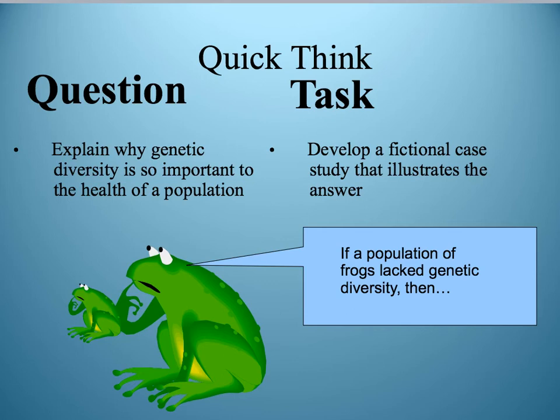So in this case, if a population of frogs lacked genetic diversity, then what would happen? So if this frog, for example, and this frog had the exact same genetics and a certain parasite, or you decide on this fictional case, came through, maybe both of these frogs would die. It's up to you. I want you to develop a case study that illustrates your understanding of why genetic diversity is so important.